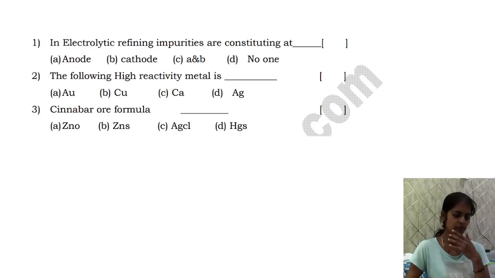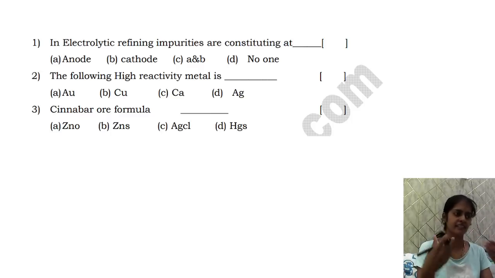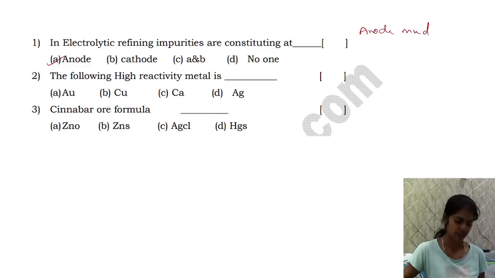Clear? Next, paper 2 you see. In electrolytic refining, where are the impurities formed: cathode, anode, or where? They are usually formed at anode. All the impurities are collected at anode, and that collection we call anode mud.